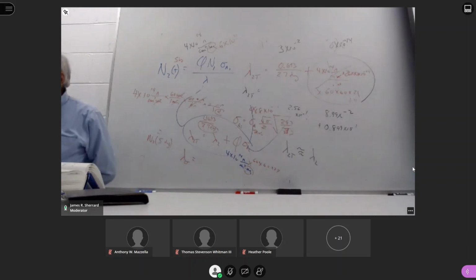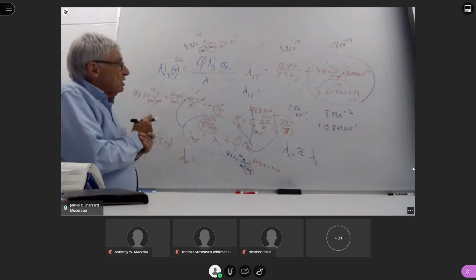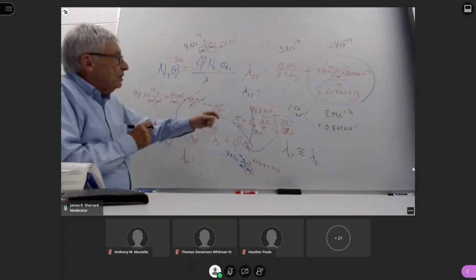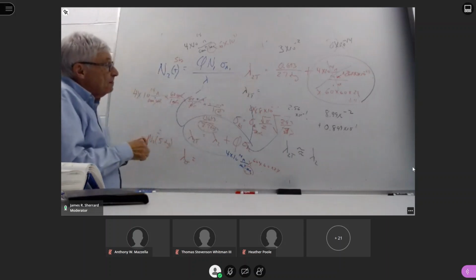how you would solve things like that. You have to make sure you adjust absorption if it's epithermal. You have to make sure you have the correct effective half-life that you're using.